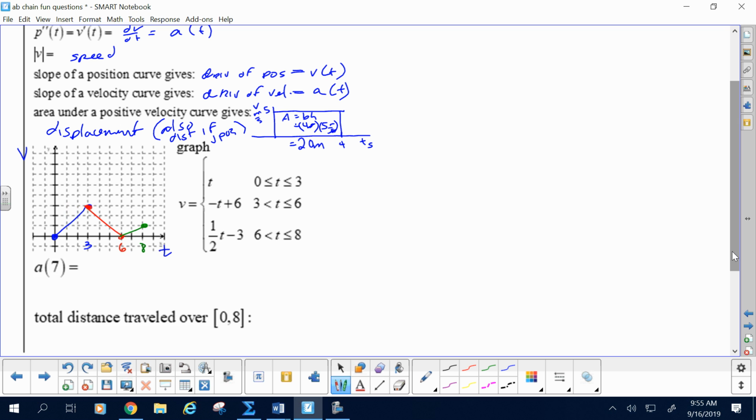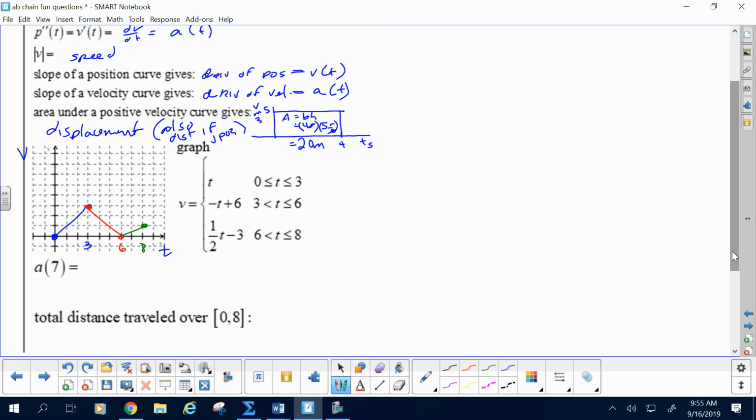So something like this. 1, 2, 3, and then it starts to slow down, but I ran out of room. From 4, 5, and 6 until I stopped at 6, and then at time 6, I started moving again, but a little slower. You with me? Okay, cool. All right, then, acceleration at time 7.